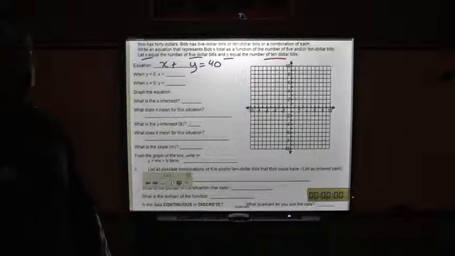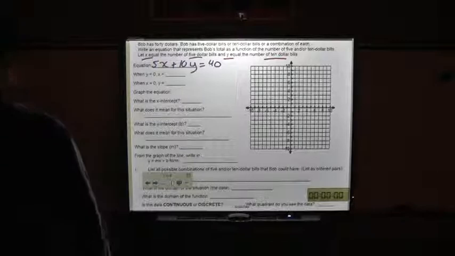Money has value. If your money has value, that means your variables have to have value also. So the value of $5 is 5, times the number of $5 bills. The value of $10 bills is obviously 10. So you get 5x plus 10y is equal to 40.